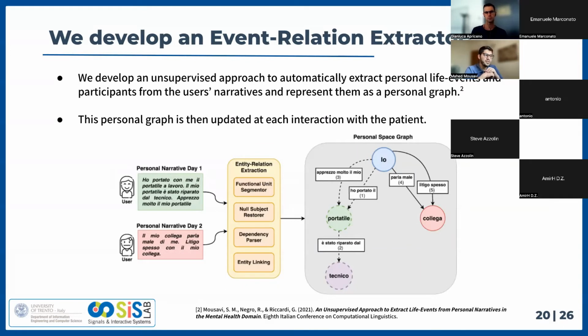What we developed was a baseline. Currently, we are working on improving it. It is an unsupervised, rule-based approach, which automatically extracts personal life events and participants from user narratives and represents them as a personal graph. This graph is then updated at each interaction with the user.